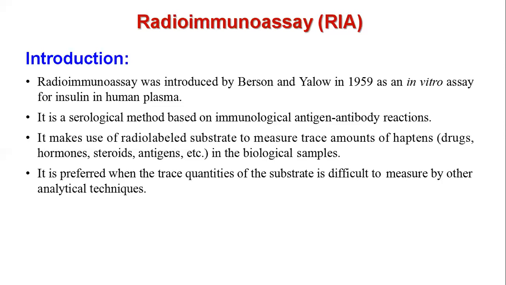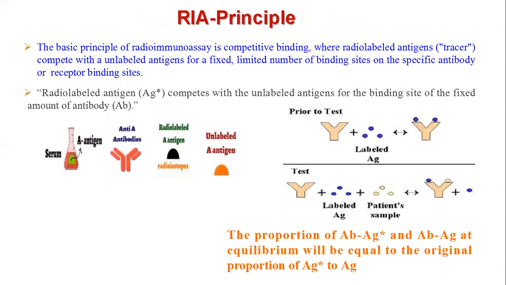Hapten means it may be a drug, molecule, hormone, steroid, antigen, whatever molecule is present in serum in very negligible quantity. A trace amount of such haptens in biological samples can be detected using this radiolabeled immunoassay method. This method is preferred when trace quantities of the substrate are difficult to measure using other alternative analytical techniques. So we can use this immunoassay that is called RIA.